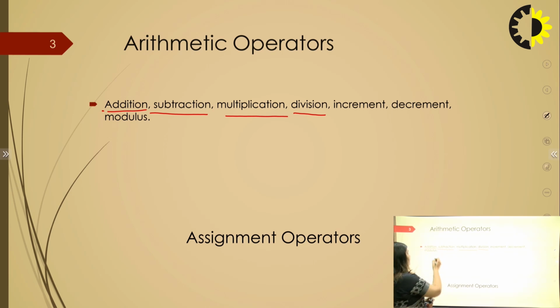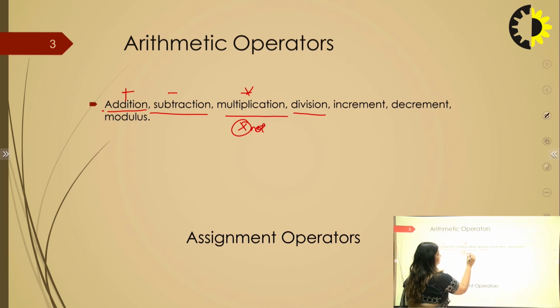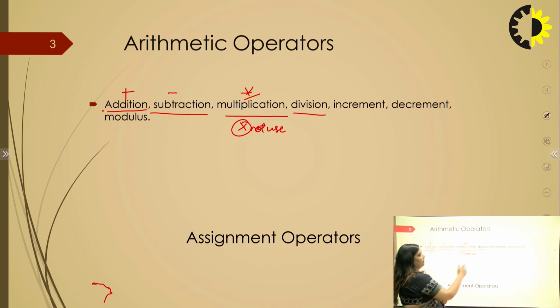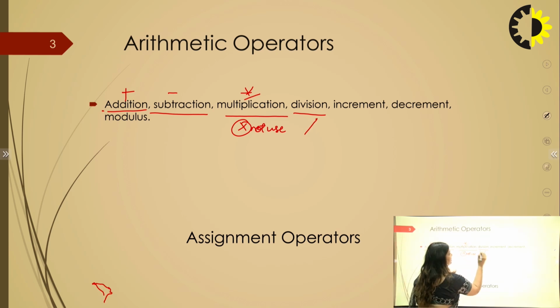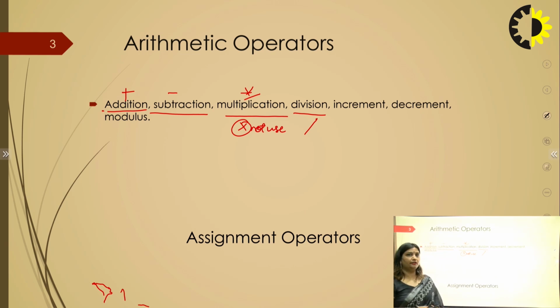For example, for addition we use plus, for subtraction minus, and for multiplication we use the asterisk. We do not use the cross sign here. For multiplication we use asterisk. For division we use the slash symbol.